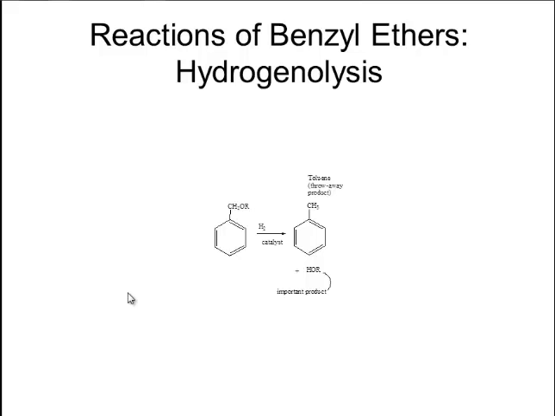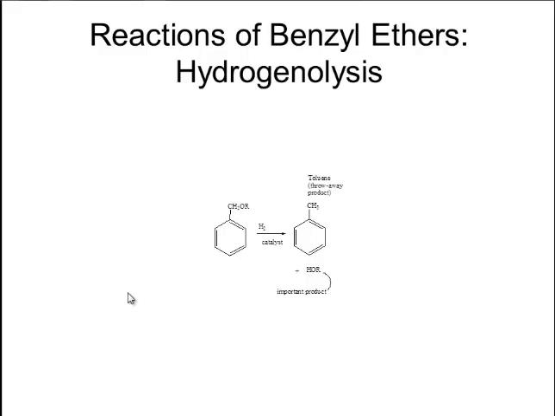What happens is the OR group from the ether gets split away, and the CH2 of the benzyl ether becomes a CH3 group, which means that you end up with toluene as a product. Remember, toluene is the special name for a benzene ring with a methyl group. Well, it turns out in this case that the toluene is generally not the desired product, and it's going to be washed away in the workup.